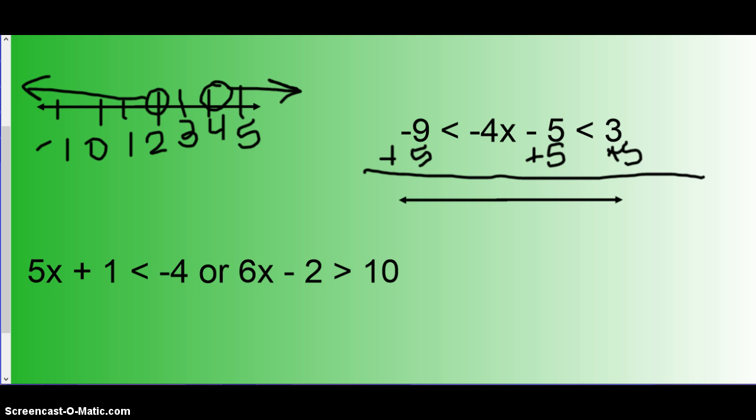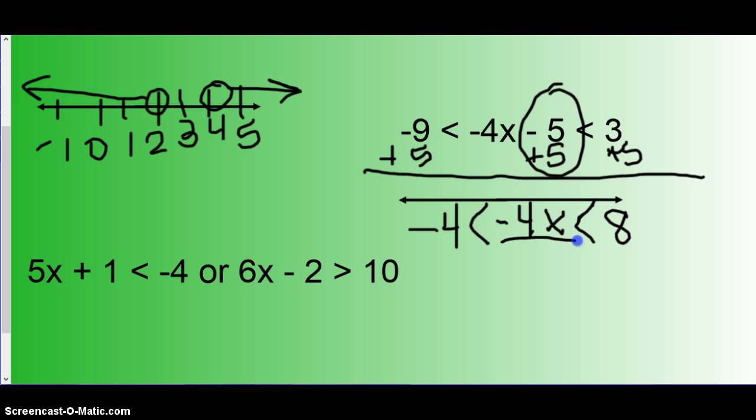The number line's going to get in the way. I should have had it in a different spot. We got negative 9 plus 5, which is negative 4. We are left with this less than or equal to sign, negative 4 times x. The negative 5 is now gone, and I've got 3 plus 5, which is 8. So we still don't have x by itself. Notice that we've got this negative 4 that's being multiplied there, so we're going to divide out that negative 4, and we're going to do that on both sides. We've got to be fair to both sides of our inequality here.